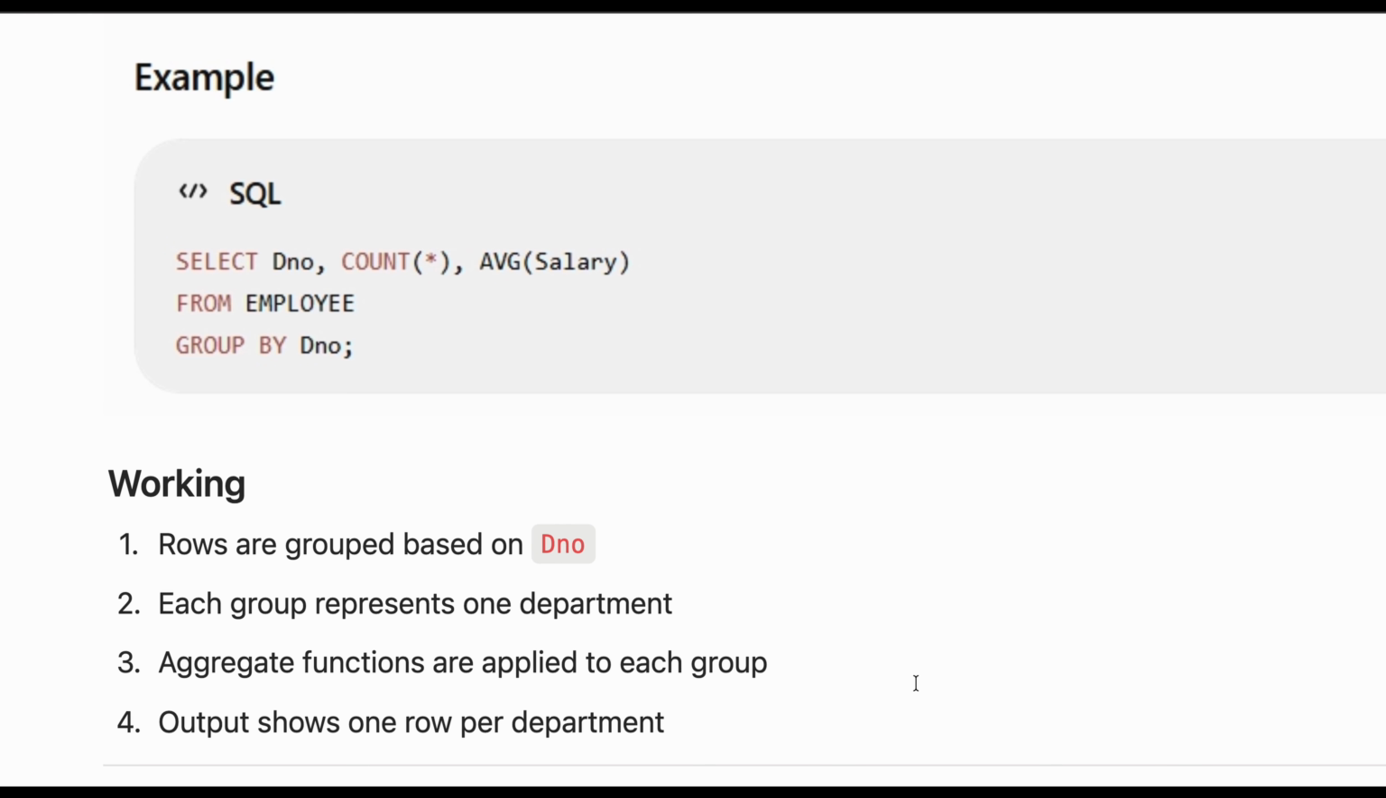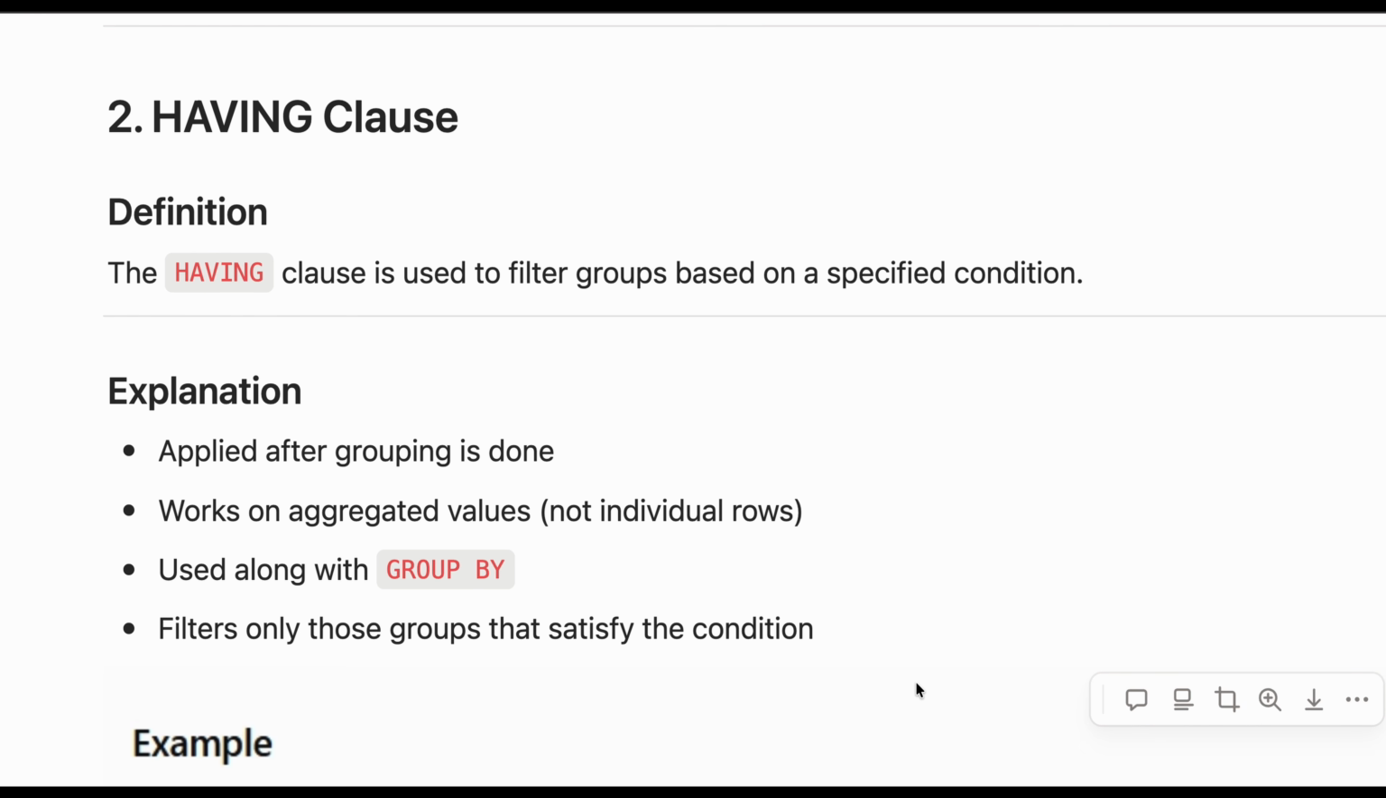Now let's move to the having clause. Having is used to filter groups after grouping is done. It works on aggregate values, not on individual rows. It is always used along with the group by. Now let us understand its working.